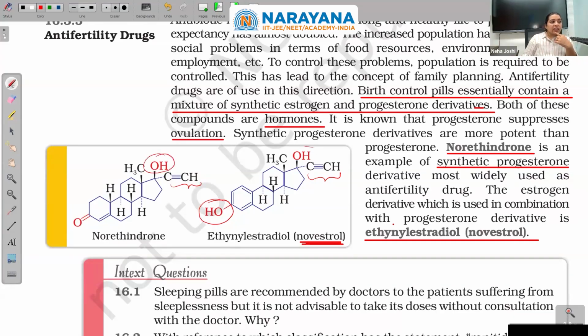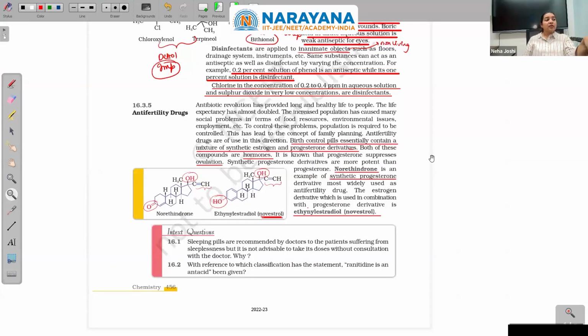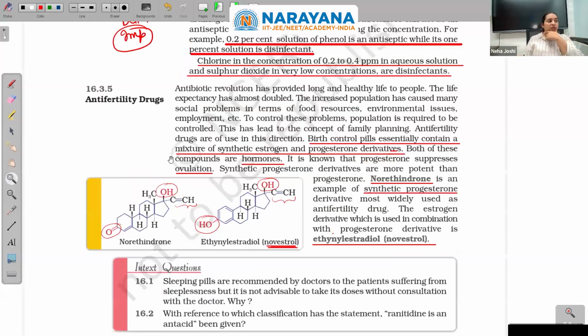They have a 3-degree alcohol, so you can have the Lucas reagent test. But here it is a ketone and here it is a phenol, so there is a little change. The structure of natural progesterone is not given here. Here is the synthetic progesterone norethindrone, and then the estrogen derivative which is used in combination with progesterone is novestrol, and together they both act as an anti-fertility drug.